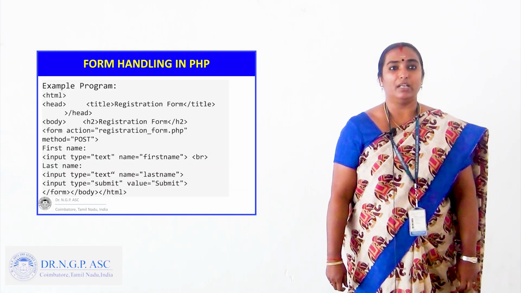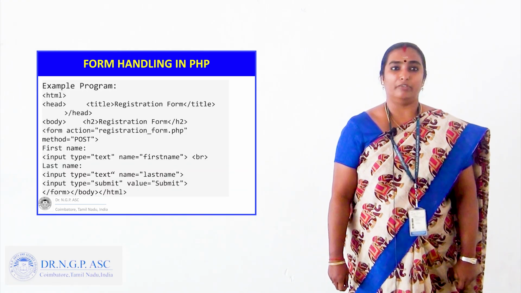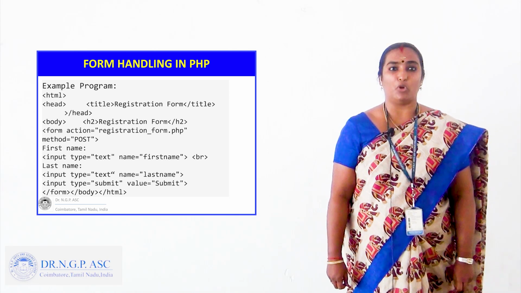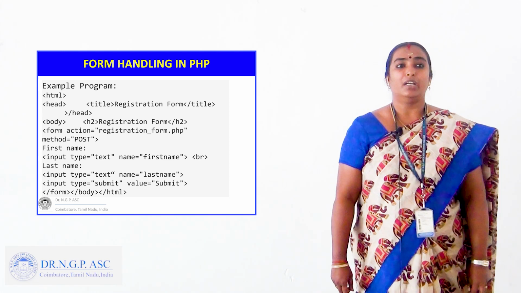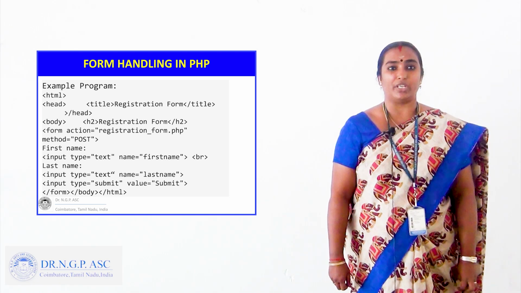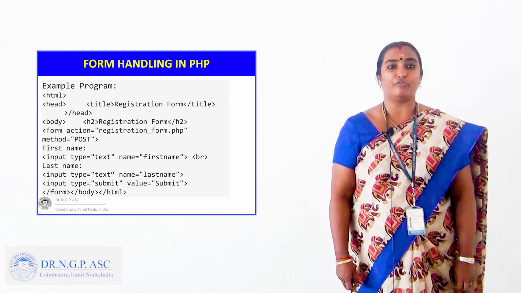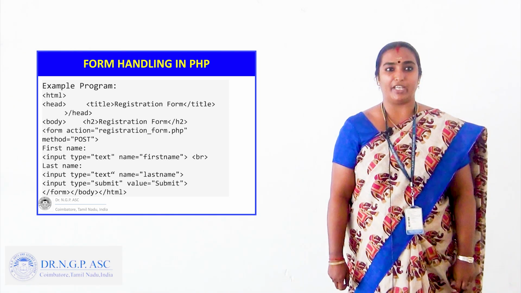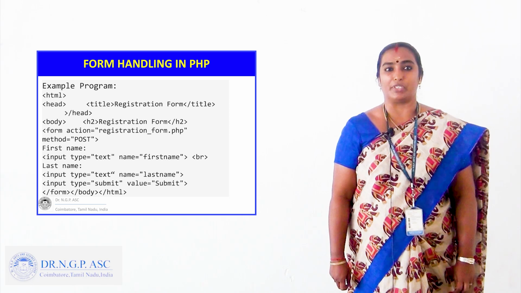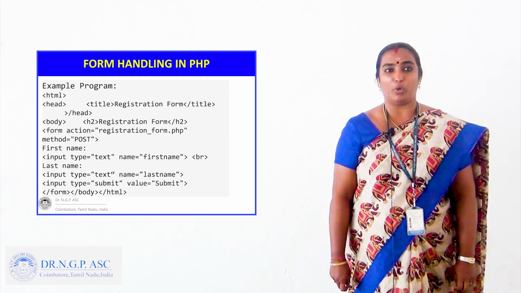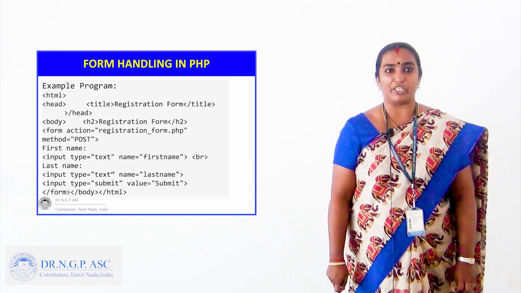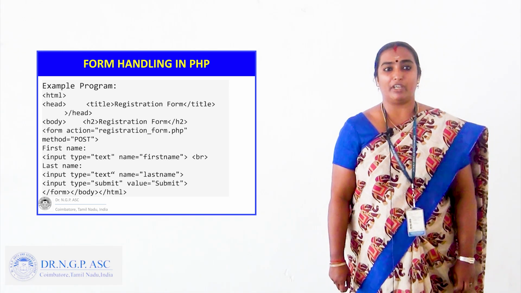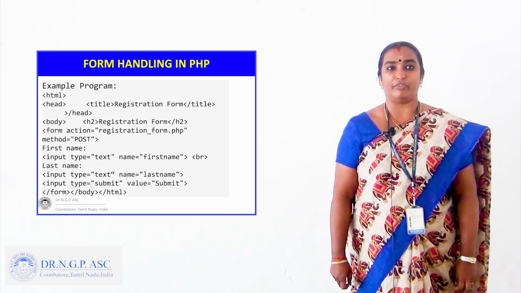An example, registration form. For the title tag, registration form. In the body tag, registration form. We can create a form with action registration form.php, which is a file name, and method equal to post. We can specify the URL for that particular file in the action attribute. Input type equal to text, name equal to first name.